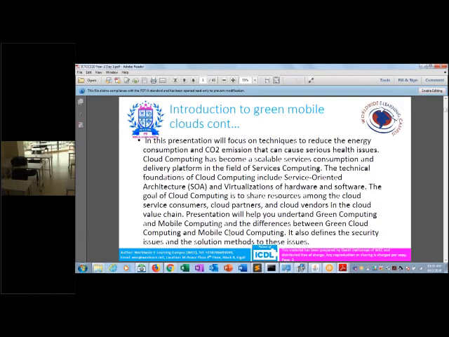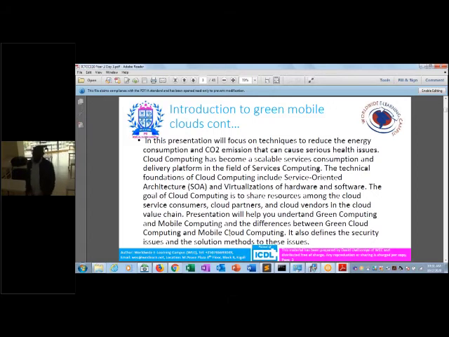So the technical foundations of cloud computing include service-oriented architecture. Cloud computing relies on service-oriented architecture, which means providing everything as a service. It provides platform as a service, where you can program online. It provides software as a service, where you can access applications and use them. Then it provides infrastructure as a service.